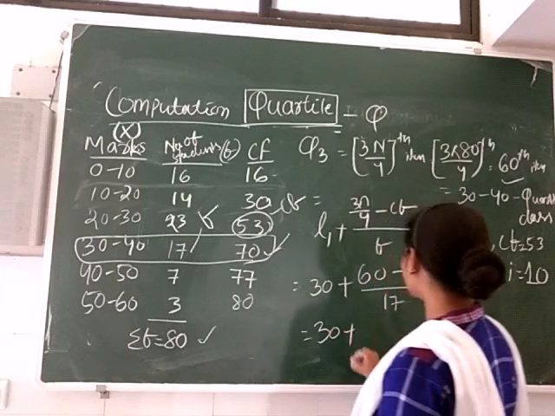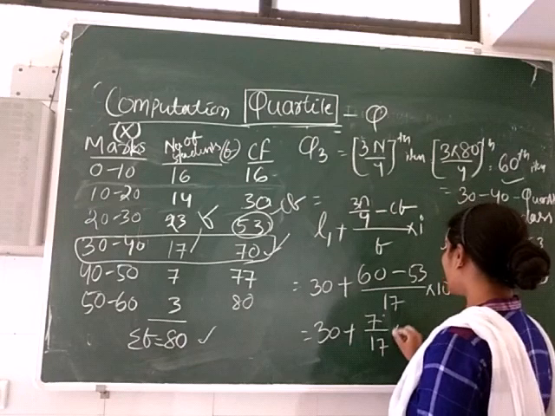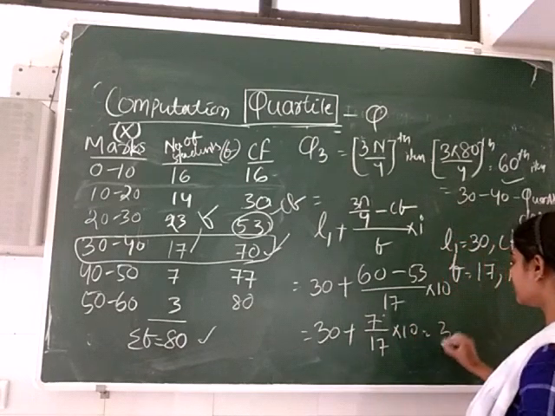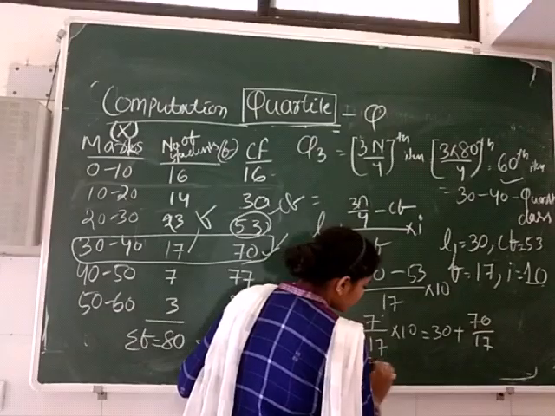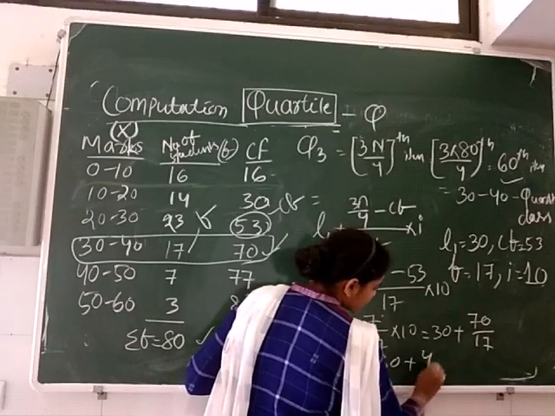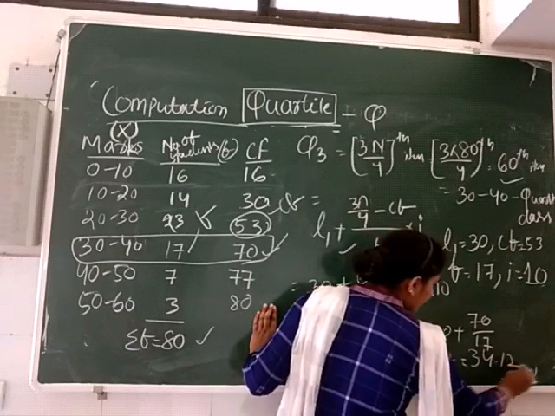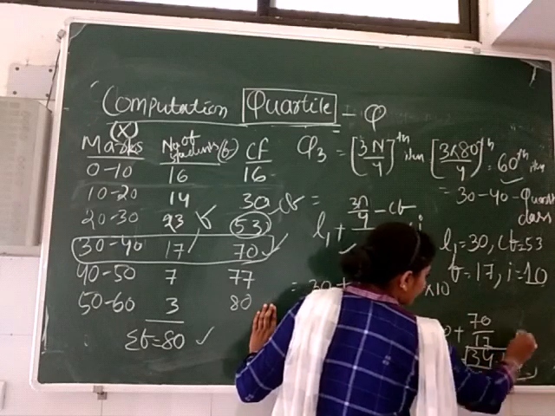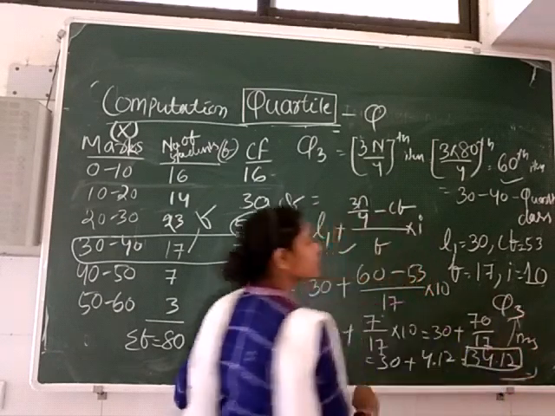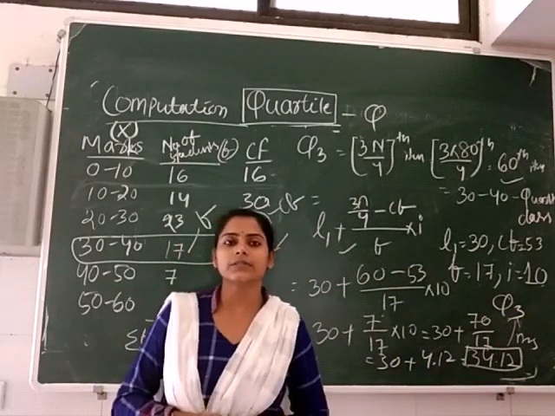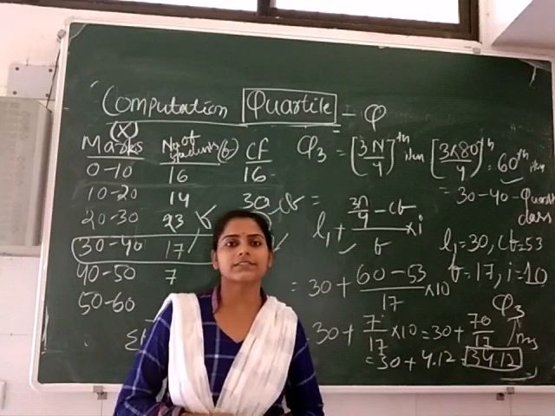So this will be 30 plus 7 by 17 into 10. That means 30 plus 70 by 7 will be 30 plus 4.12. That will be 34.12, the final answer. So this is Q3. So this is all about our today's lesson, where we calculate quartile from the continuous series.